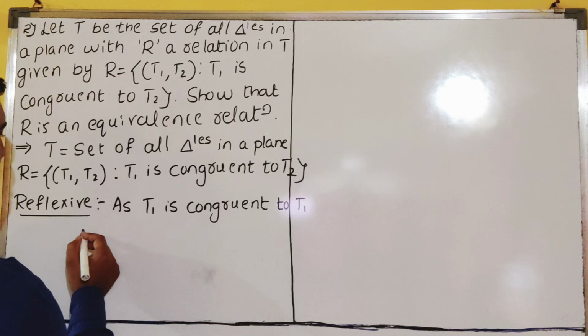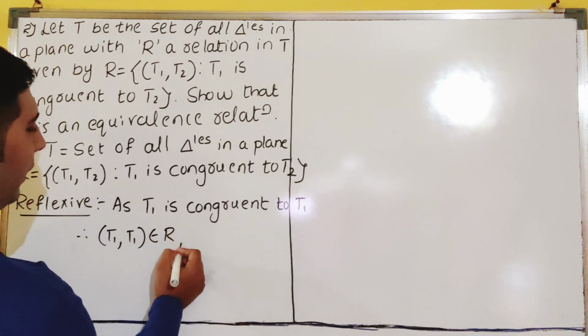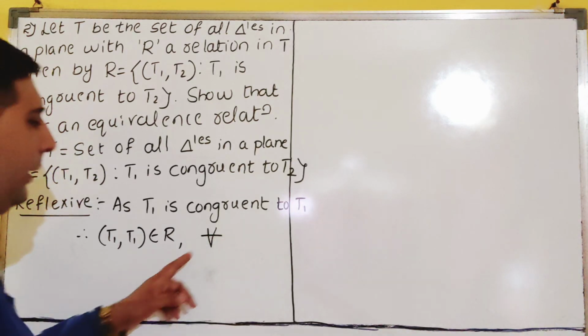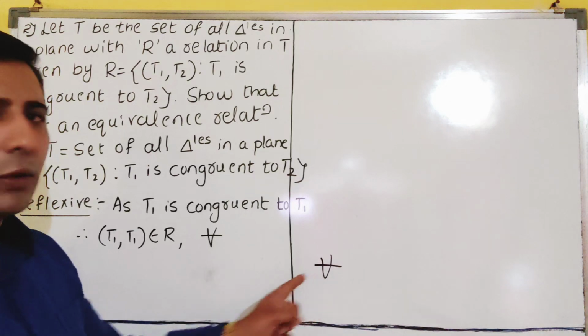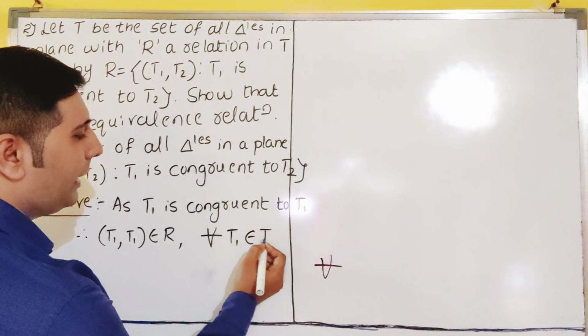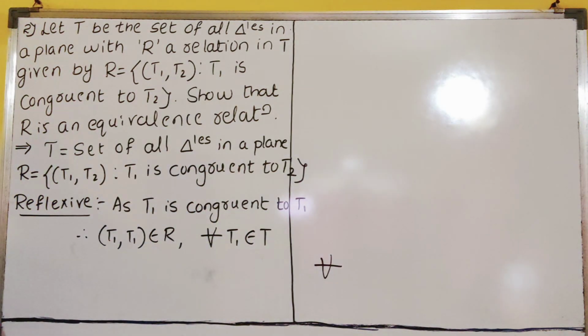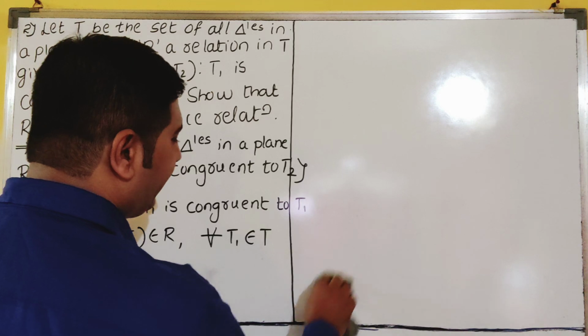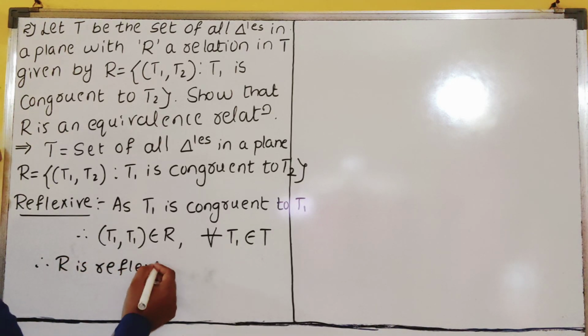So T1 is congruent to T1. That means you can say (T1, T1) belongs to R for all T1 belonging to T. This symbol, a V with a slash, is called for all. T means the set of all triangles; any triangle you can take. Each is congruent to itself, they remain the same. Therefore R is reflexive.